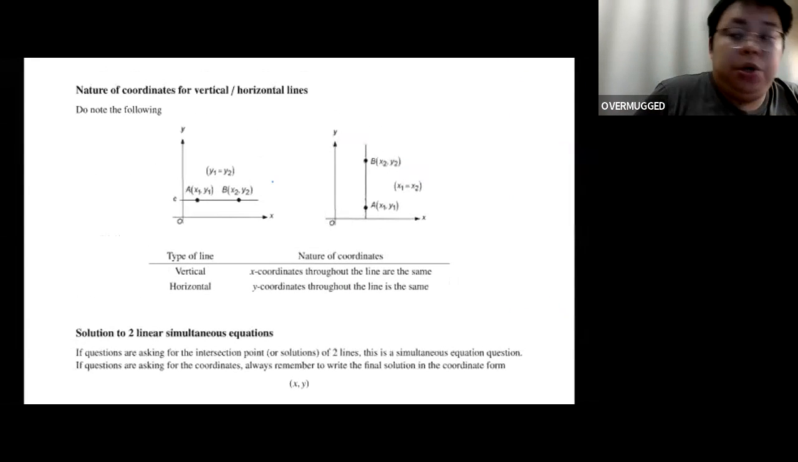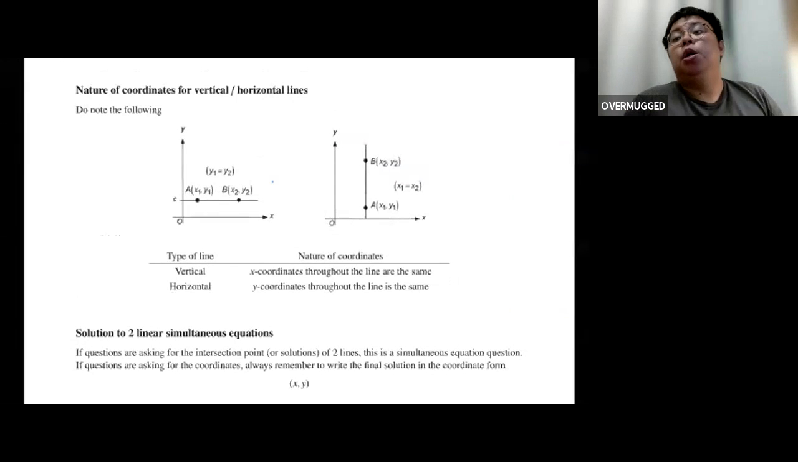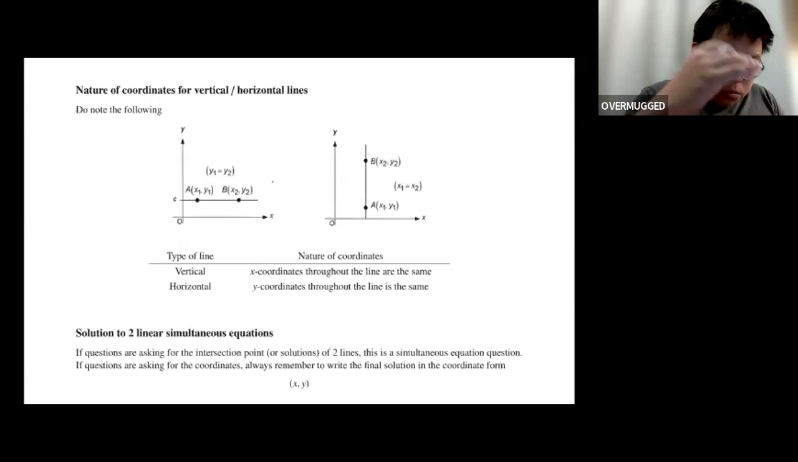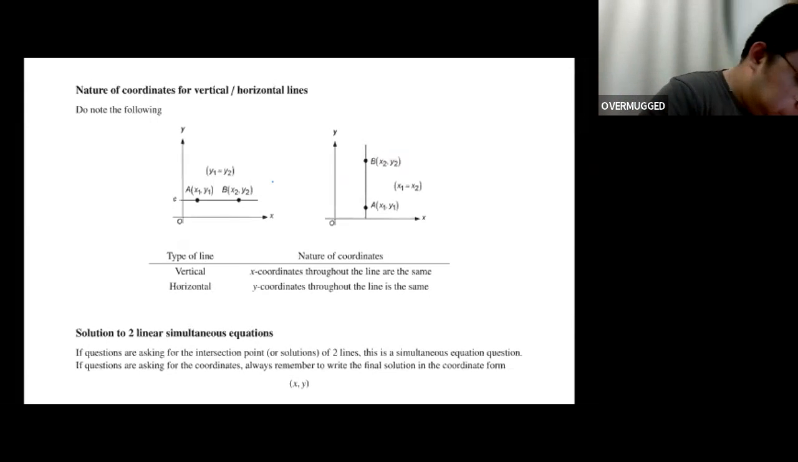So the nature of coordinates of a vertical line and a horizontal line. You need to remember that for a vertical line, the x coordinates are the same throughout. And for a horizontal line, the y coordinates are the same throughout. For example, if the question says that this line is parallel to the y-axis, this will tell you that the line is vertical, and therefore the x coordinates are the same. If the question says that the line is horizontal, then of course, all the y coordinates are the same.